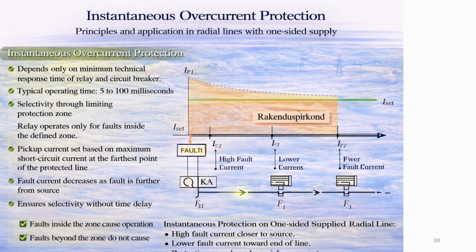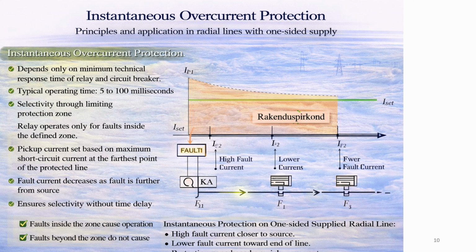In a radial feeder with one-sided supply, fault current decreases as the fault location moves away from the source. For this reason, instantaneous protection is typically applied in radial lines, feeders supplied from one side. The pickup current is set so that all faults within the protected line cause operation. Faults beyond the protected line do not cause operation. This principle ensures selectivity without using time delay.